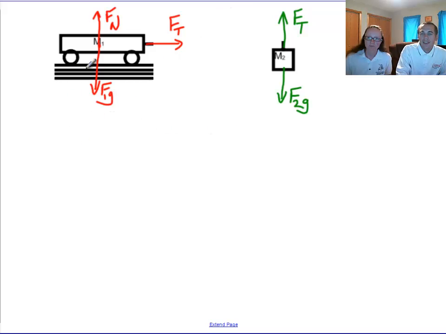Okay, so that's how we can distinguish F1g. That's the weight of this cart. F2g is the weight of this mass. And unless the masses are the same, they don't have the same weight. Okay, right, so we're going to have to distinguish those.